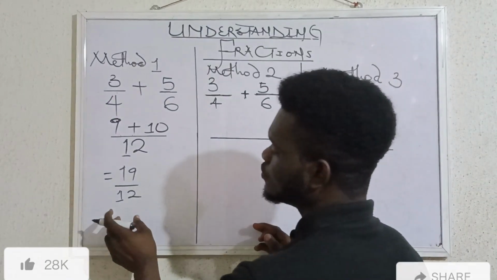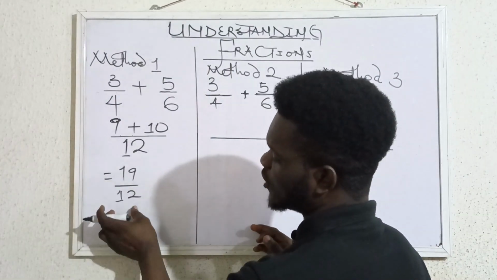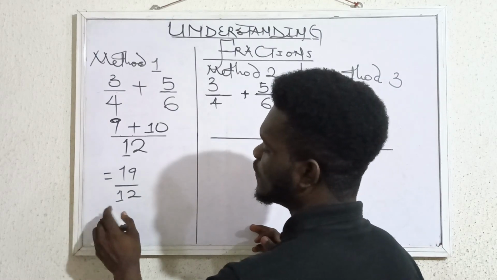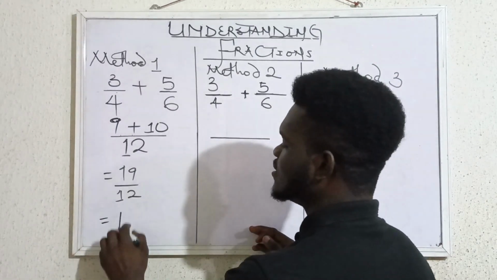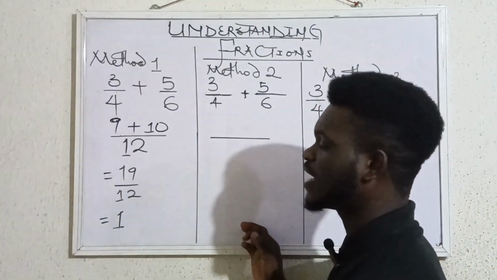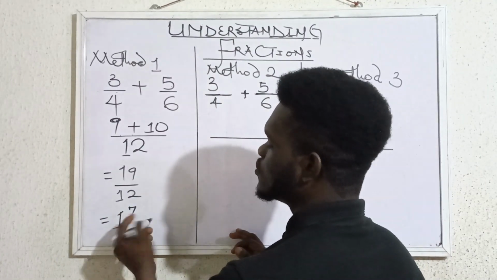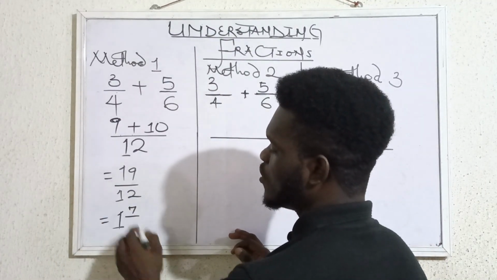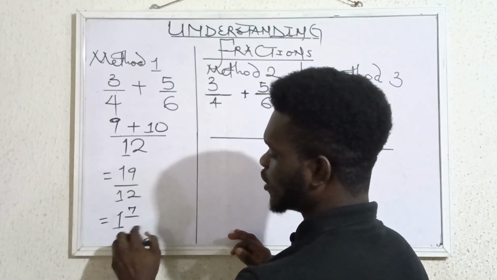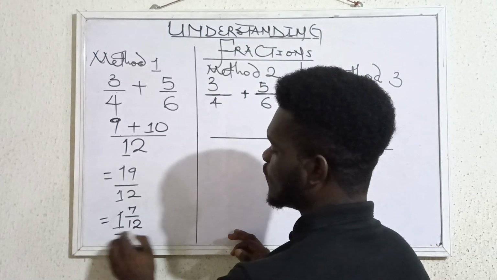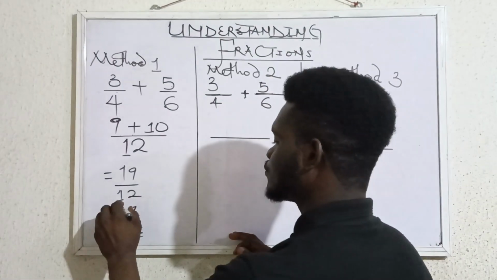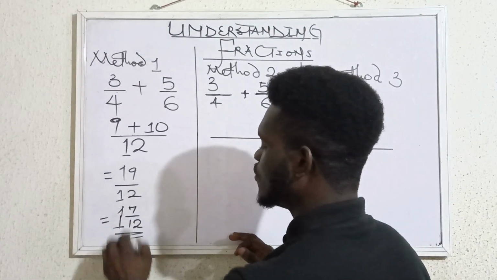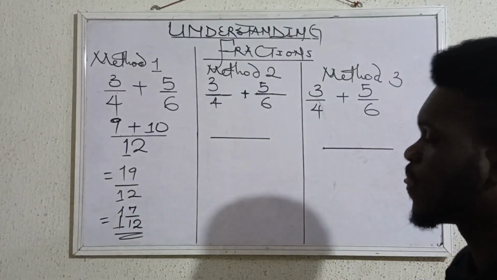So what do we do? To mixed fraction, we have to convert to mixed fraction. So 12 into 19, how many times can 12 divide 19? It divides it successfully 1 time, remaining 7. So your 7, you leave it as the numerator of the mixed fraction, then over 12. 1 whole number, 7 over 12. This is that.